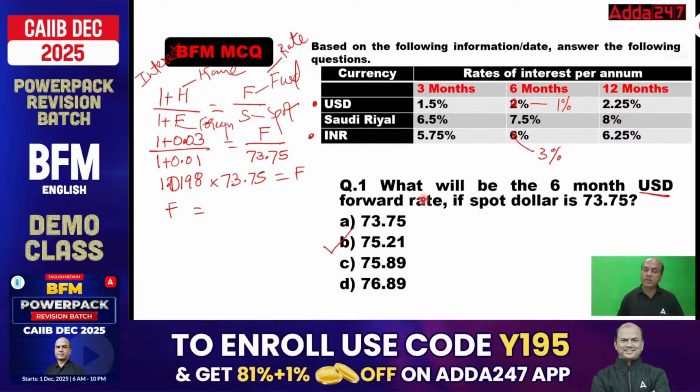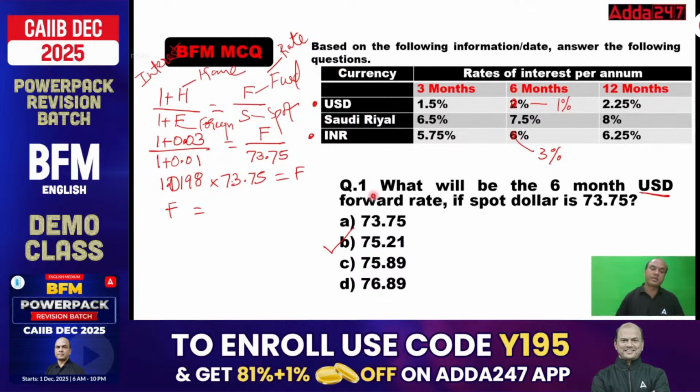First question: what will be the 6-month USD forward rate if spot dollar is 73.75? See, you want the 6-month USD forward rate, if spot dollar is 73.75. So now look at it, the 6-month USD forward rate. How will you find this?